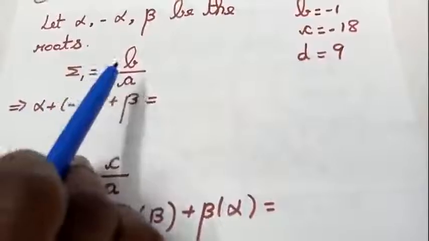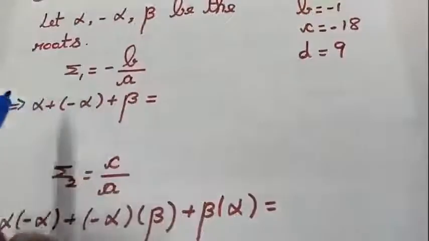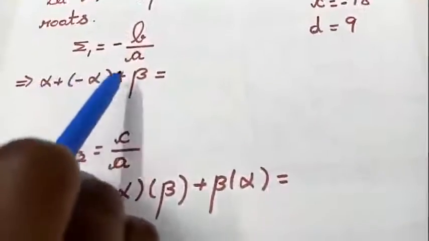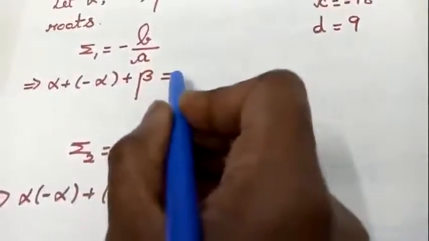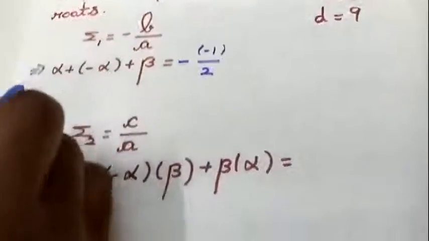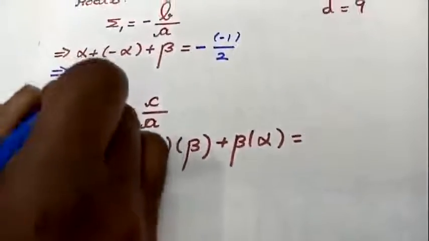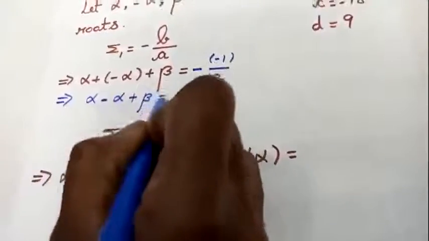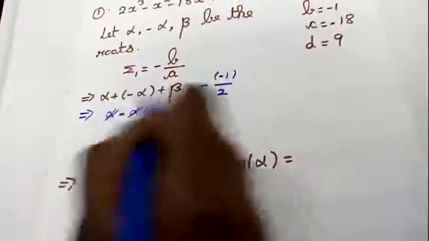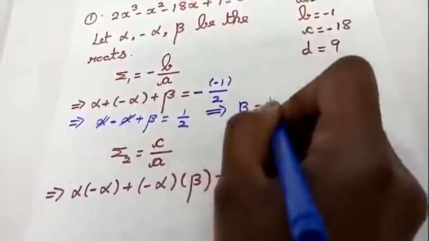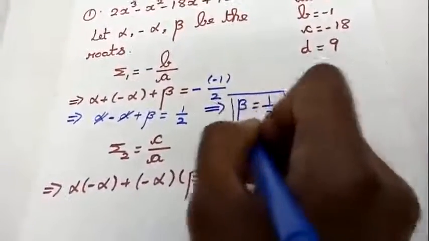Summation 1 equals minus b by a. What is the meaning of summation 1? You are going to add the roots. That is alpha plus minus alpha plus beta equals minus b by a, which is minus of minus 1 divided by 2. Now we will calculate, students. Alpha minus alpha plus beta equals 1 by 2. Cancel these, and you get beta equal to 1 by 2.